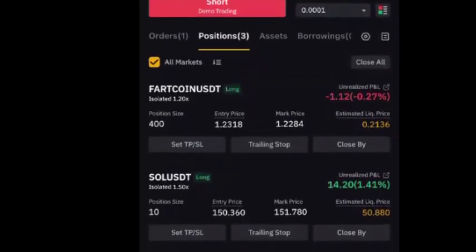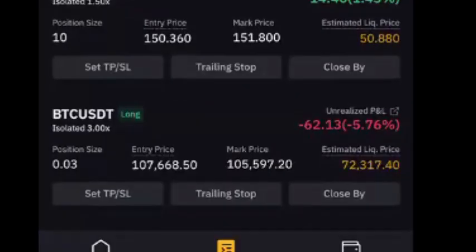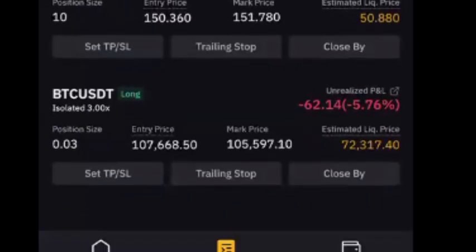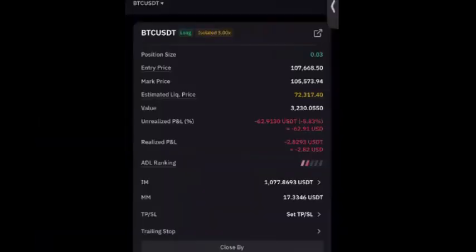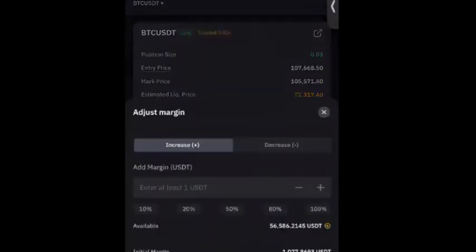Now, before I get into how to short an altcoin, there's something I want to add. I'm going back to the BTC contract. I'm going to click the BTC long, and click the contract right now, where we can see IM $1,077. I'm going to click that arrow pointing to the right beside IM $1,077.